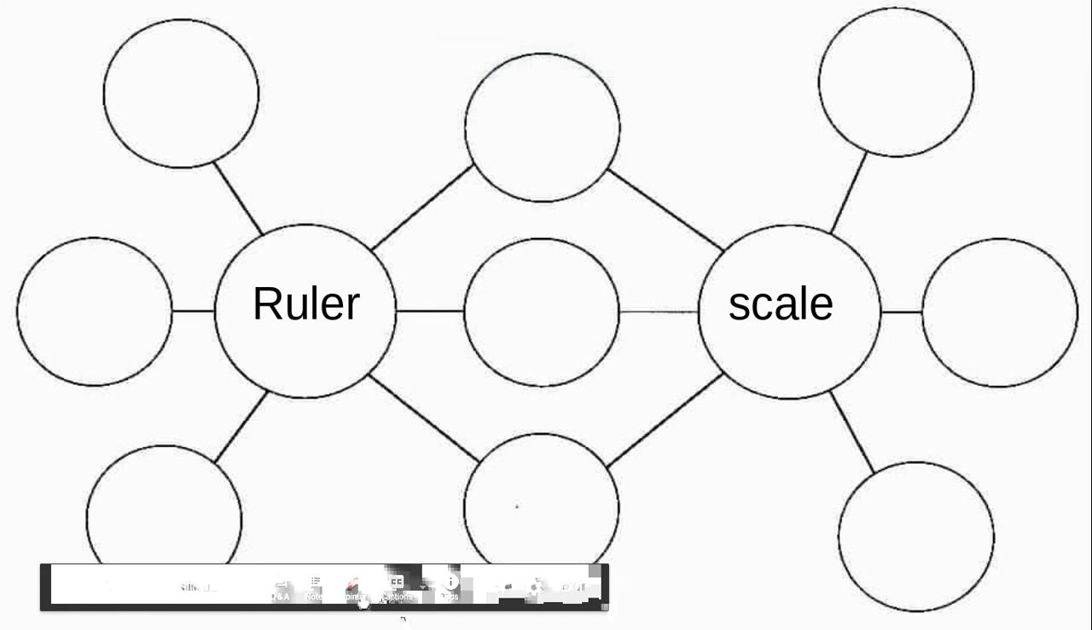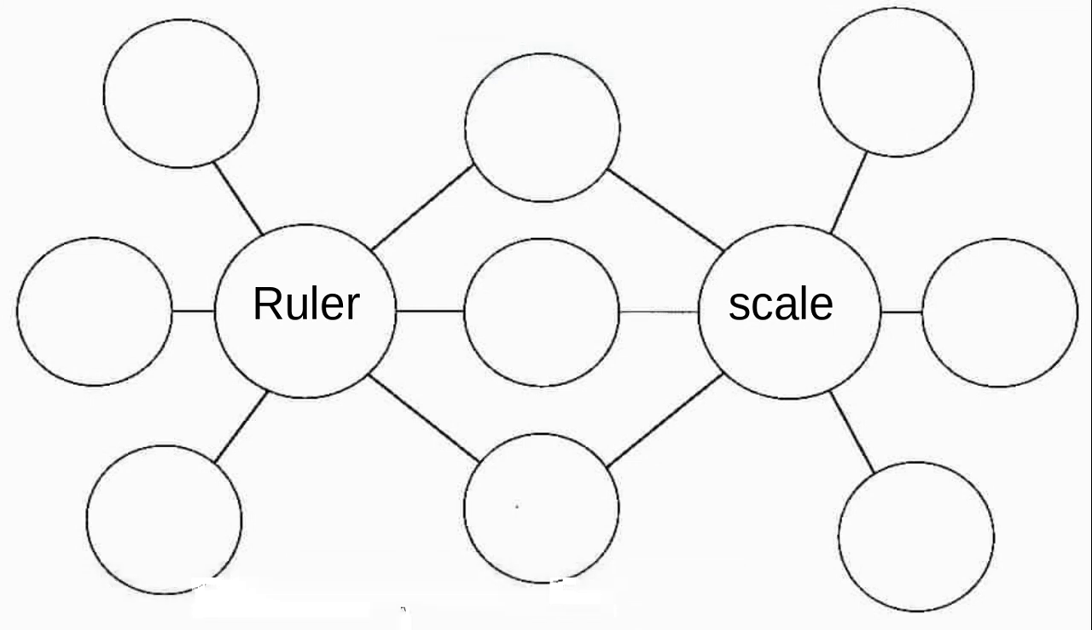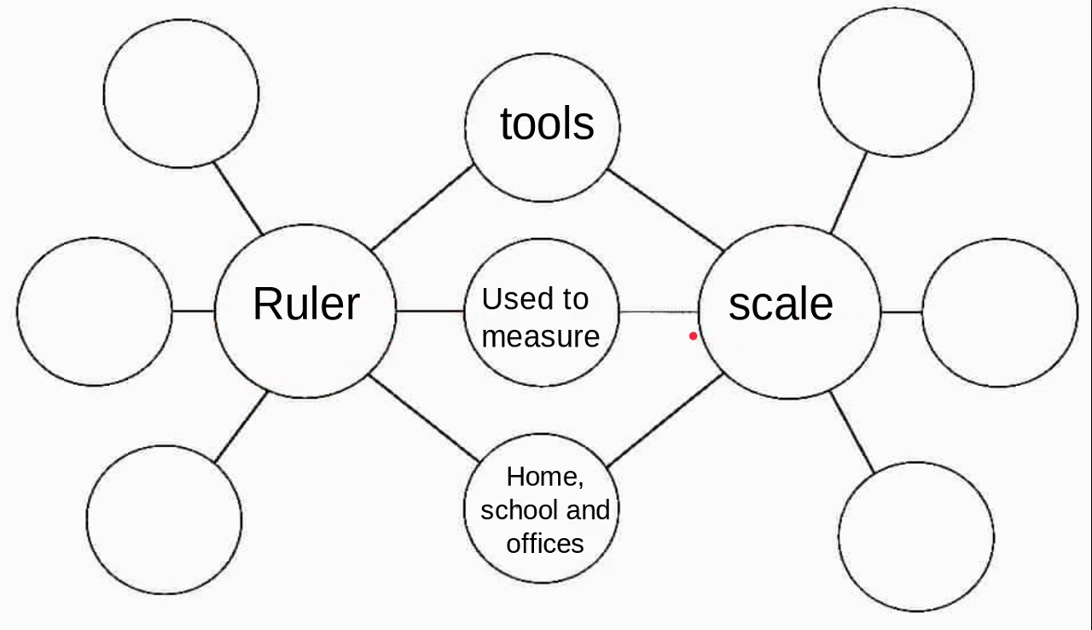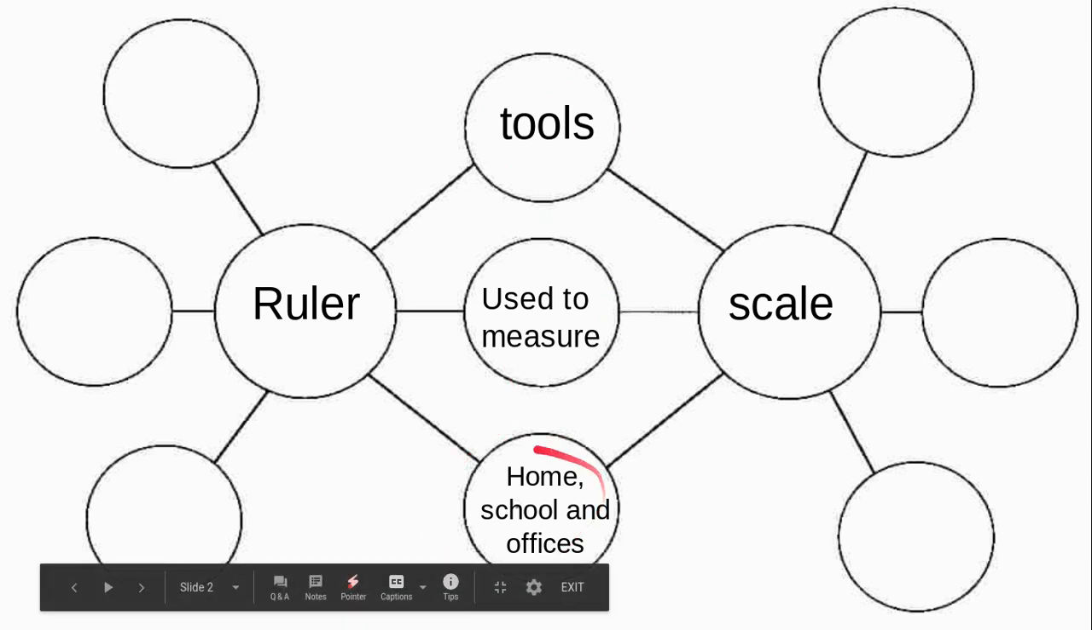Showing a double bubble comparing the ruler and the scale. So here we have our ruler, over here we have our scale. And now the first thing we talked about are the things that they have in common. They're both tools, they're both used to measure, and both are used at home, school, and offices.